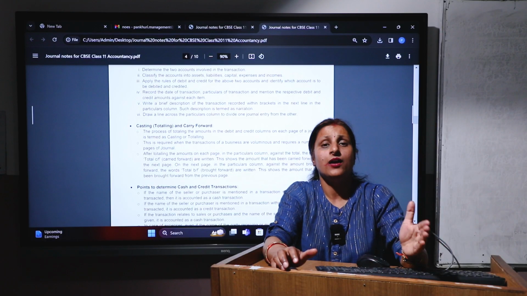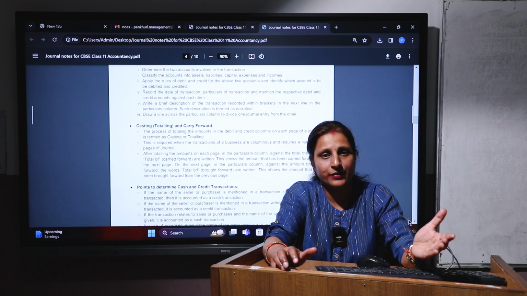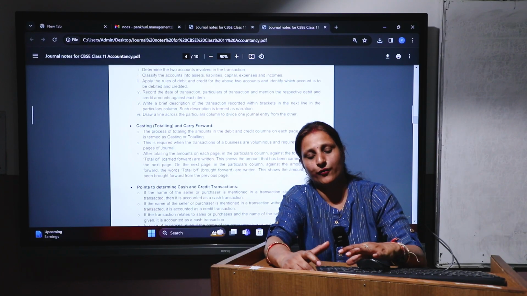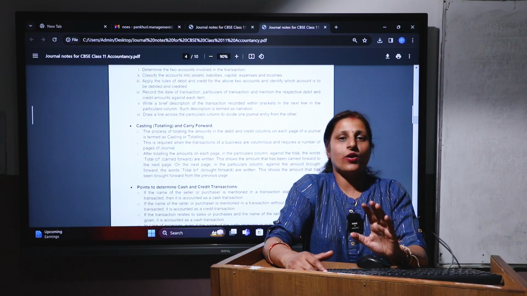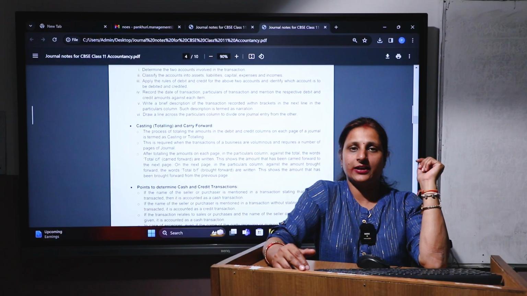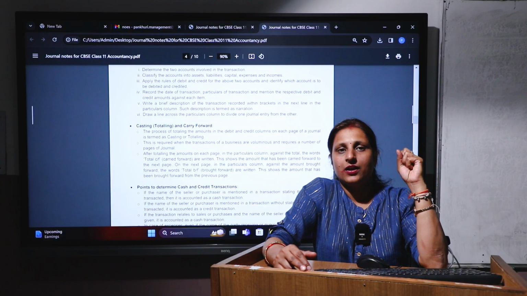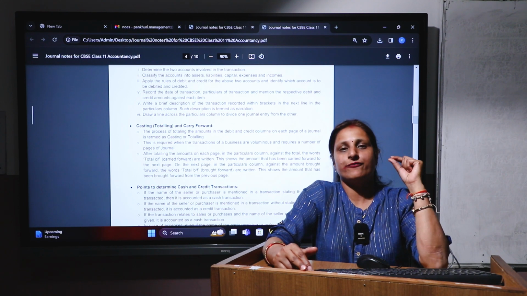So we can make different journals according to the accounts, or we can make different accounts, or we can make the journal entry in those accounts also. It is according to the convenience of the owner or the person who is recording the entries. Now, what are the proper steps that we use in the process of journalizing? From where do we start? First of all, just read which entry you have to record.